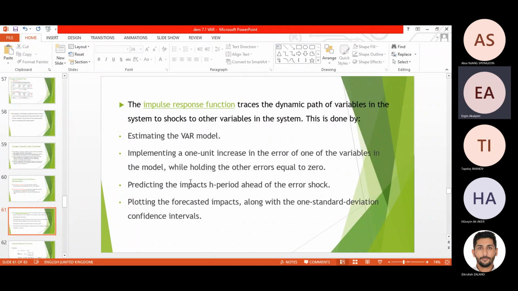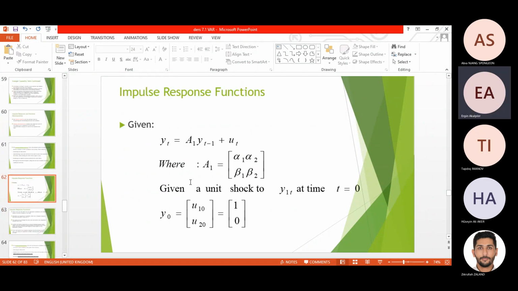Predict the impact of H periods ahead of the error shocks, and plot the forecasting impacts along with the one standard deviation confidence intervals. The impulse response function is given below, as it is given in the matrix. Also, you can use it in the equation. And these are then the shocks which are estimated by using this impulse response.